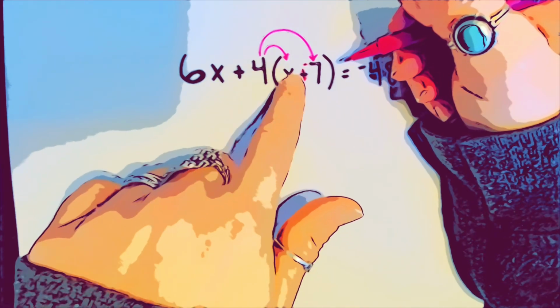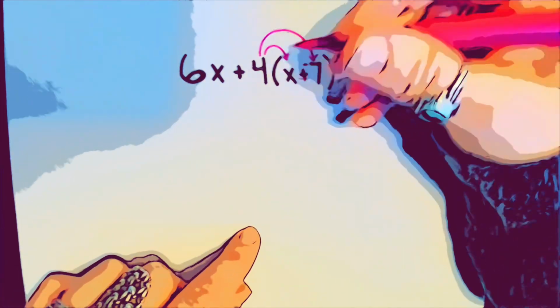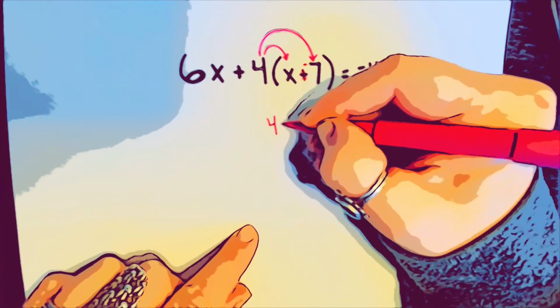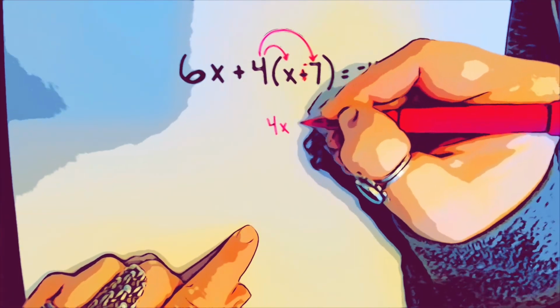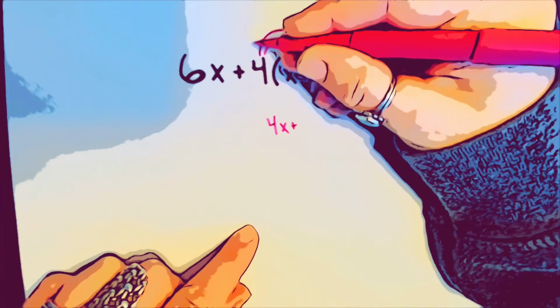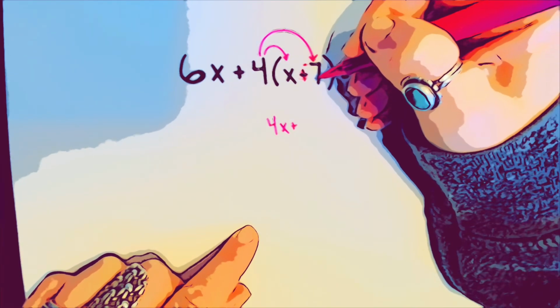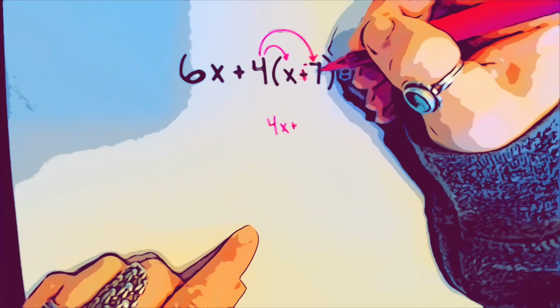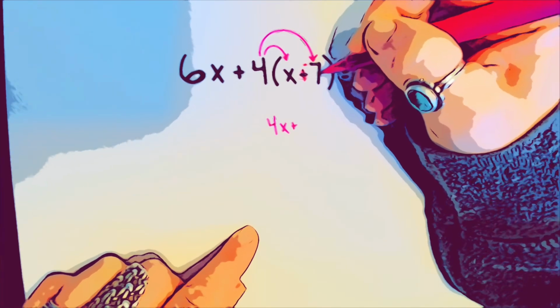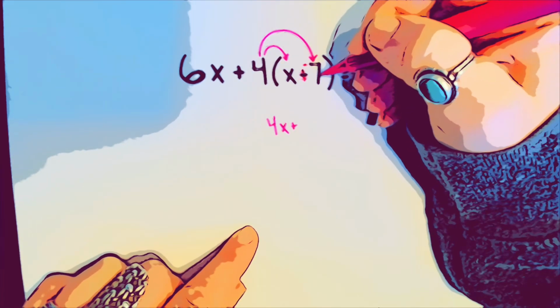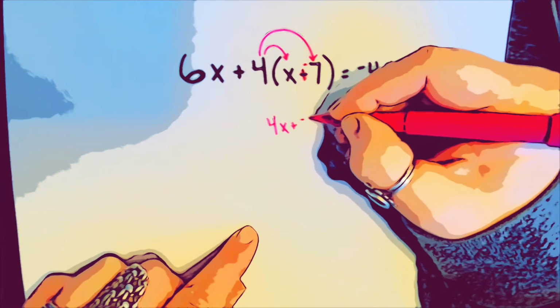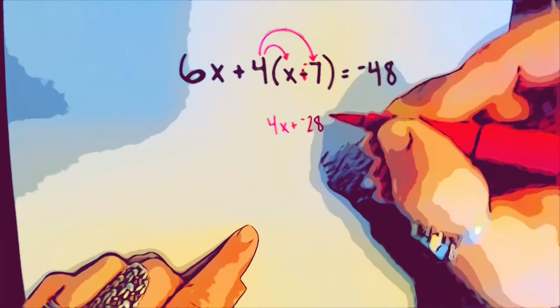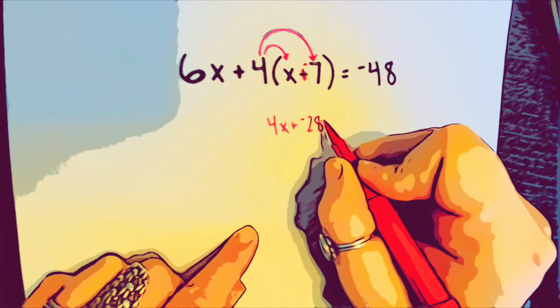So we have 4 times x, and we're going to do that here. We're going to say 4 times x is 4x. We're going to bring down this plus sign, and we're going to say 4 times -7. A positive number times a negative number is a negative answer. So 4 times -7 is -28. I'm going to write the -28 here. So I have 4x plus -28.